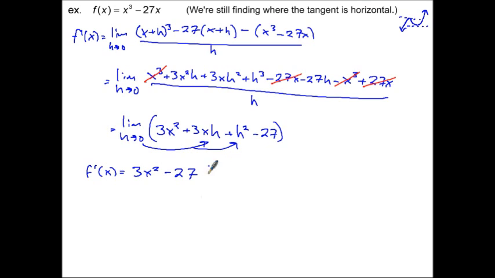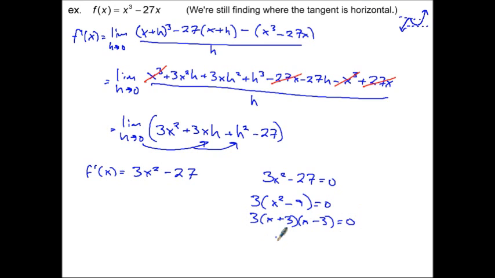But at the end of this, what I'm looking for is to have that function's derivative equal to 0. So I'm going to set up an equation: 3x squared minus 27 equals 0. And then factoring out a 3, or you can divide off the 3, whatever works best for you, x squared minus 9 equals 0. And so I've got 3 times x plus 3, x minus 3 equals 0. And then of course that gives me negative 3 and positive 3.